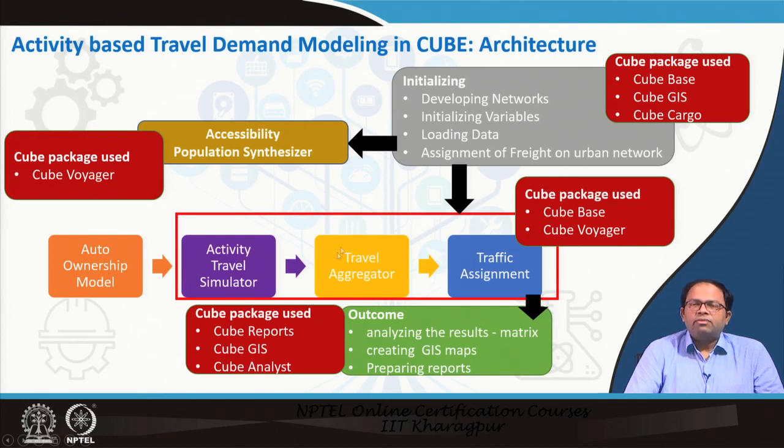So then these are aggregated for different zones, which is done by the travel aggregator. And finally, zone to zone aggregated travels by different modes at different times of the day are assigned to the network. Once the assignment is done, we can generate reports, maps, and matrices which we can study. And this could be done by Cube Reports, QubeGIS, and Cube Analyst. And this part, the activity travel simulator, could be done by CubeBase and Cube Voyager. So this is the overall framework for carrying out an activity-based model in Cube.